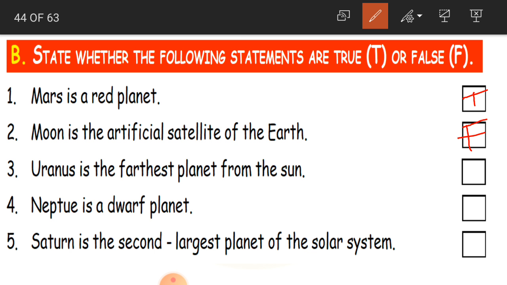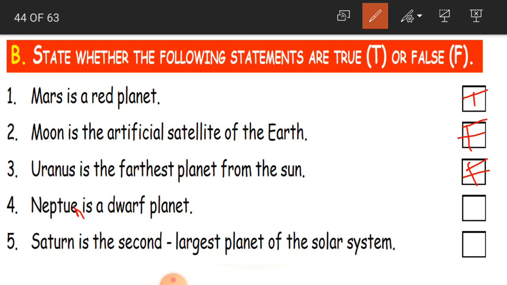Okay, children? Now, the third one, Uranus is the farthest planet from the Sun. Is it true or false? Uranus is the second farthest planet, but the first one is Neptune. So that is why this is also false. And here Neptune, here N is missing after E. Please note it down.